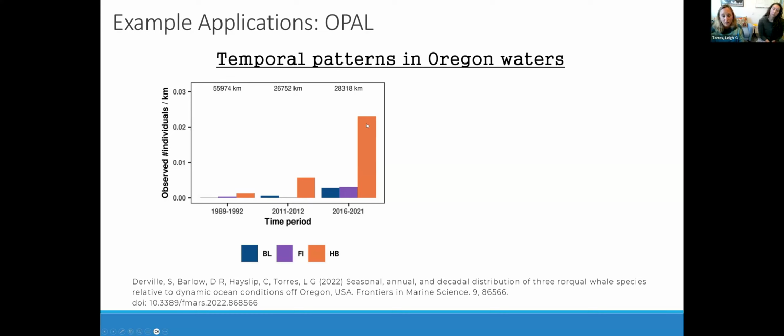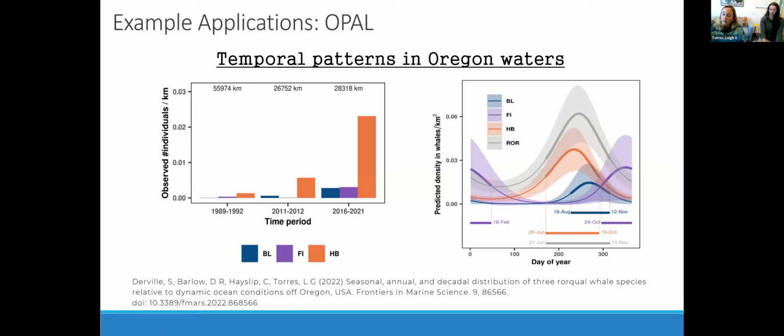So the number of humpback whales, the orange, has shot up, but also fin and blue whales have really increased over time. We can also look at the seasonality of these different species in Oregon waters. What we see here is that humpback whales, the orange line here, tend to arrive in Oregon waters earlier, and then blue whales later in the year, between August and November, we have more blue whales. And then fin whales seem to occur more in fall and winter.